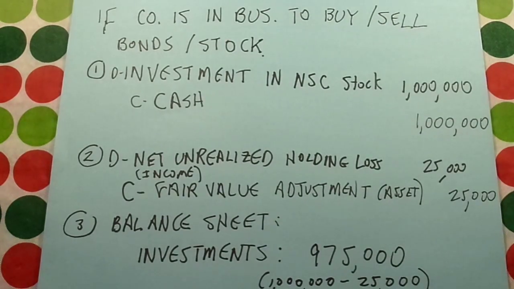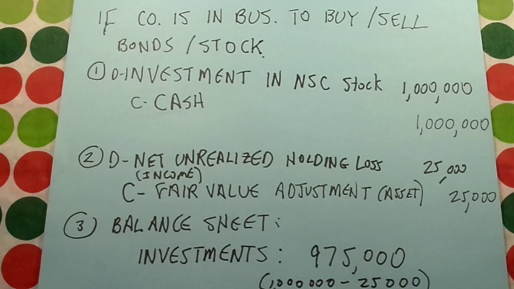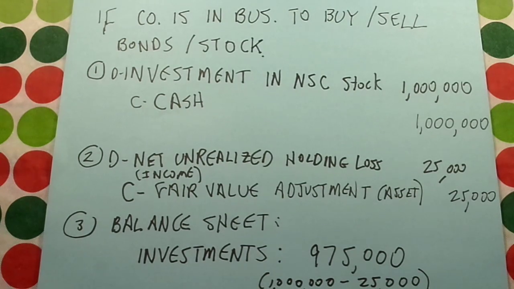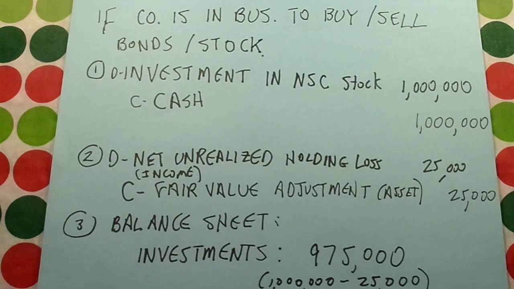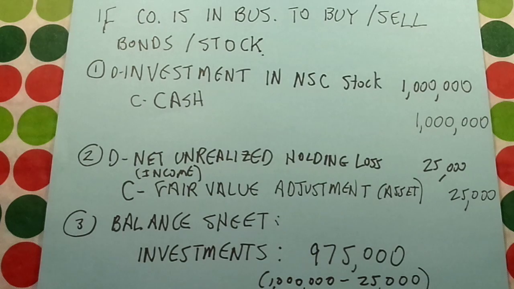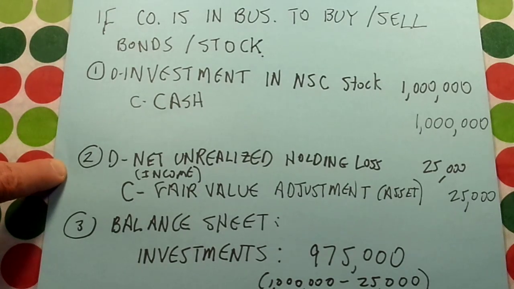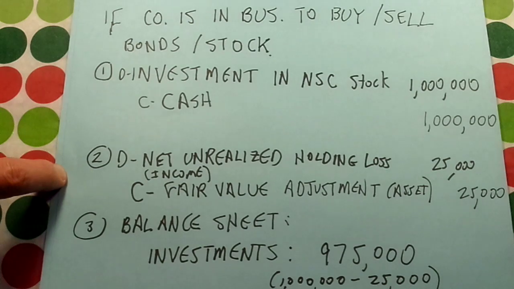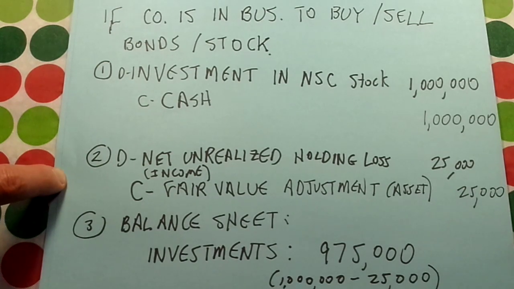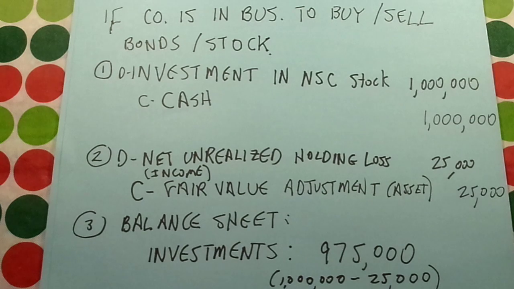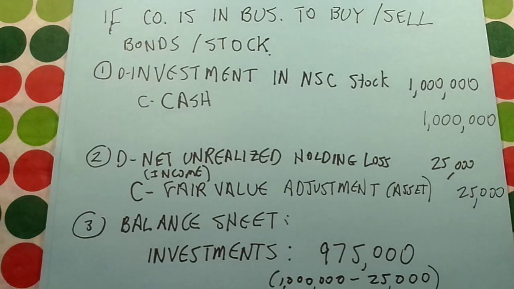Now, if a company's in business to buy or sell stocks and bonds, like if we're doing accounting for an investment banker or a finance company, then when we buy the investment, let's say it's Norfolk Southern stock, as I did here, we're going to debit investment in Norfolk Southern stock $1 million, and we're going to credit cash for $1 million. But notice what we do next. Every time we produce a new financial statement, we do an adjusting entry. We look at what the market value of the stock is, and we do an adjustment. In this case, we're imagining that it's a loss that we looked, and at the end of the quarter, when we did an adjusting entry, the stock lost a little bit of value.